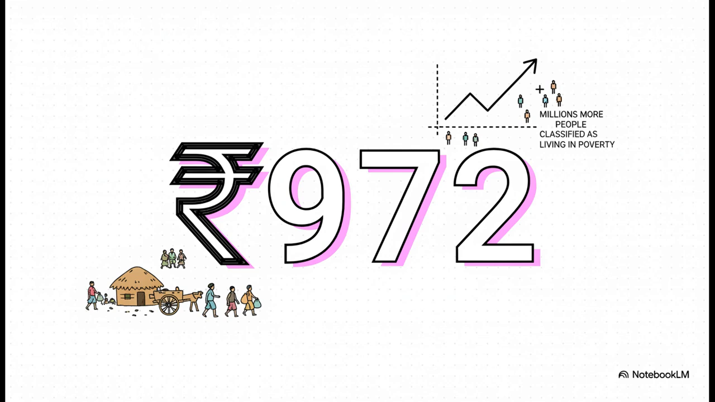And what was the result of all these changes? A much, much higher poverty line. The number for rural India more than doubled, jumping to 972 rupees a month. And what that meant in reality was that under this new system, millions more people were suddenly classified as poor compared to the old Tendulkar line.